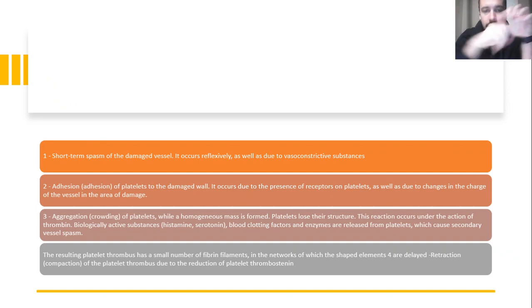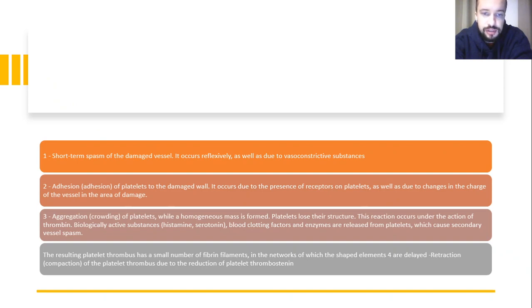They come into the damaged wall. It occurs due to the presence of receptors on platelets as well as due to changes in the charge of the vessel in the area of damage. At the next step, stage 3, aggregation or crowding of platelets, a homogeneous mass is formed. Platelets lose their structure. This reaction occurs under the action of thrombin.